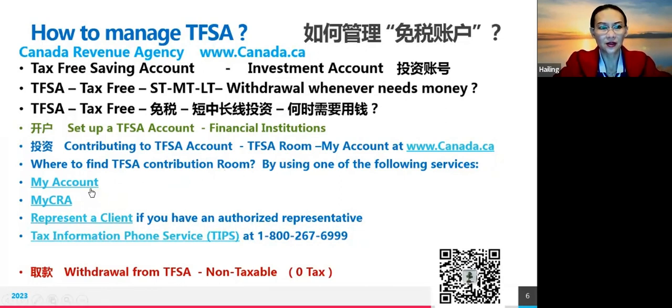Now you can go through different routes. For example, log into www.canada.ca, the Canada Revenue Agency official website, and log into your own My Account. Or you can call the toll-free number. You can get your tax information through the government's phone services to verify your contribution room. And then when we withdraw from the tax-free savings account, there's no tax.